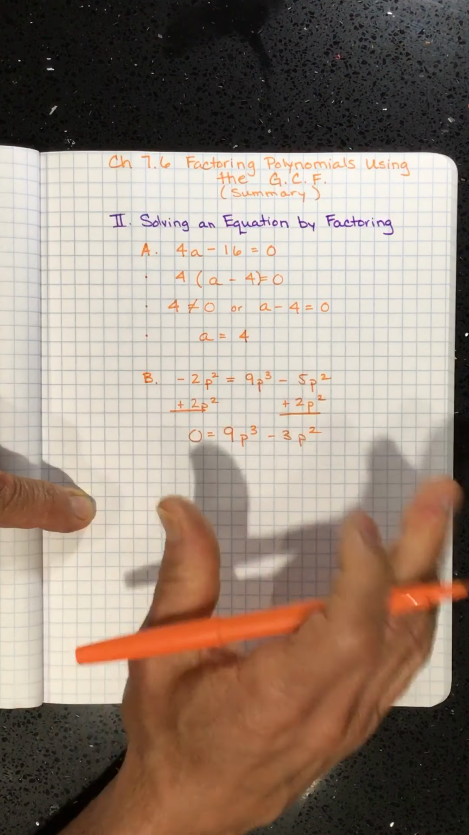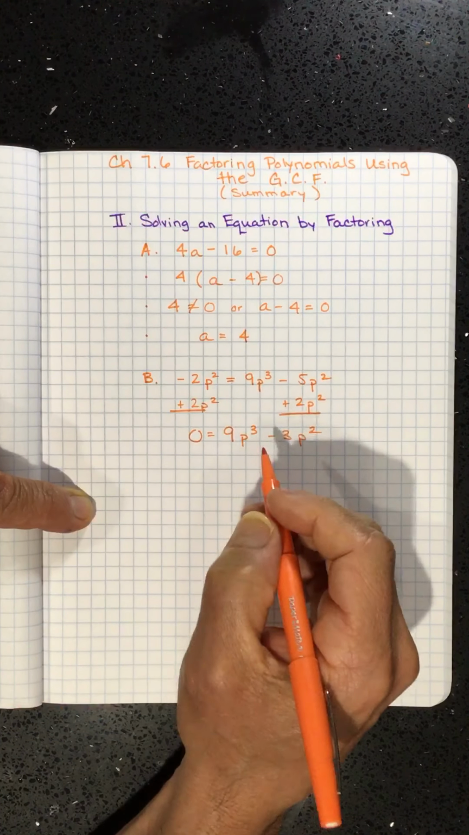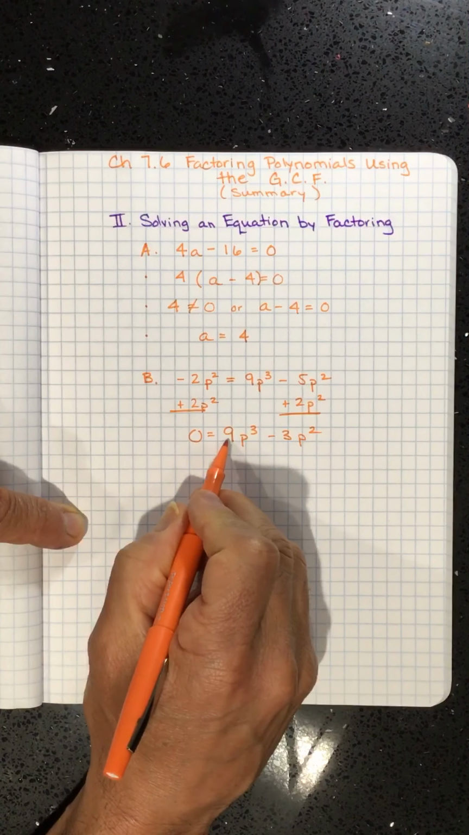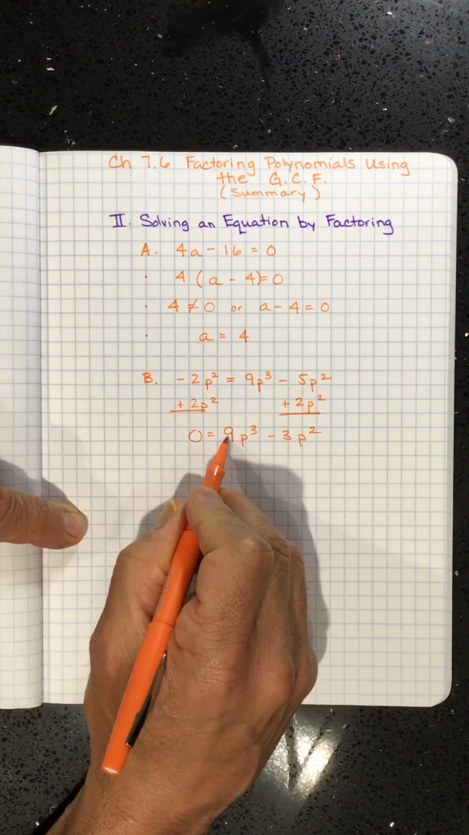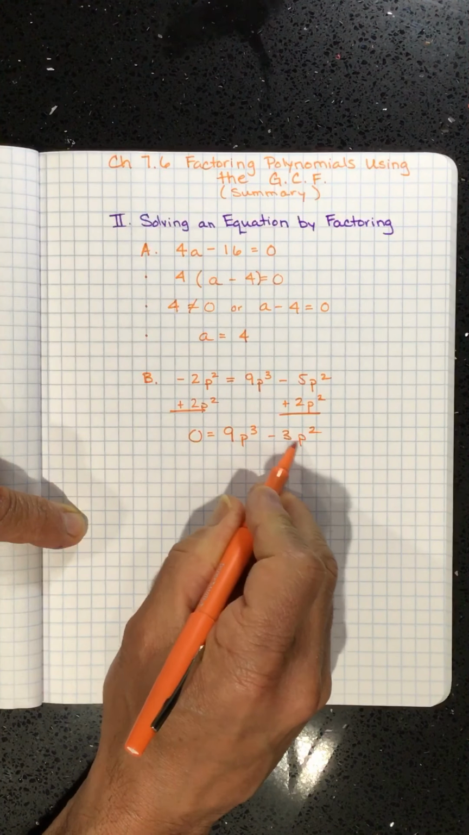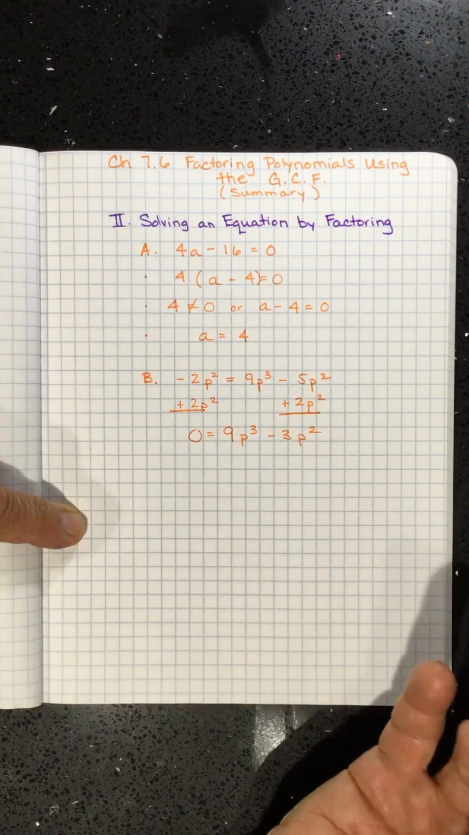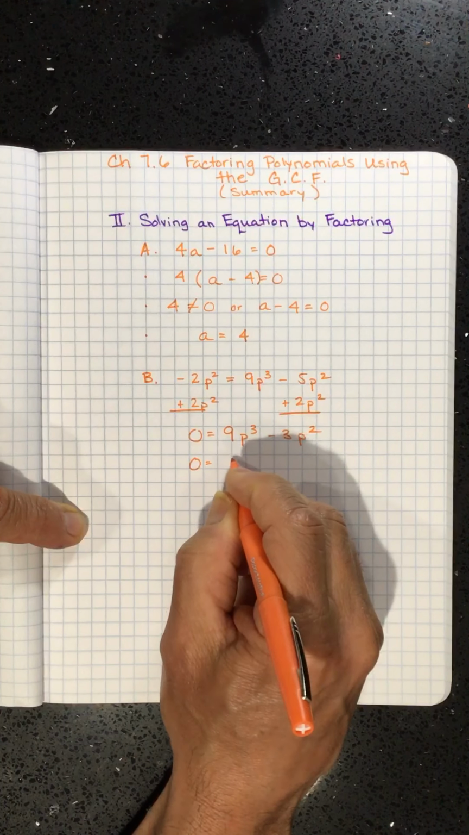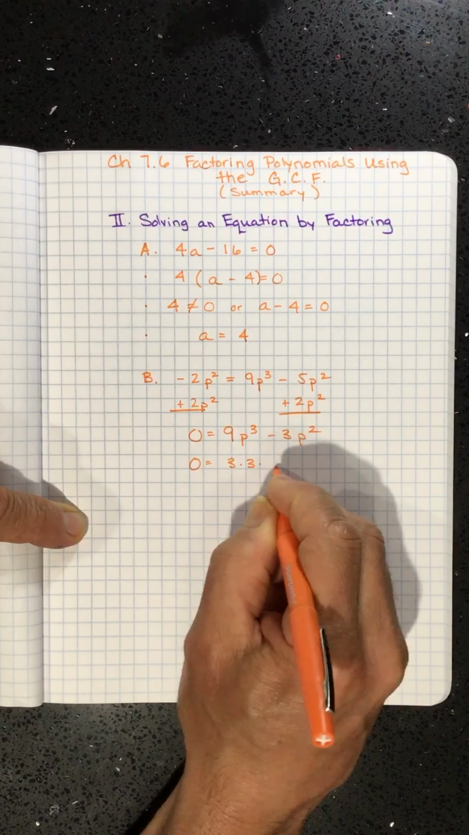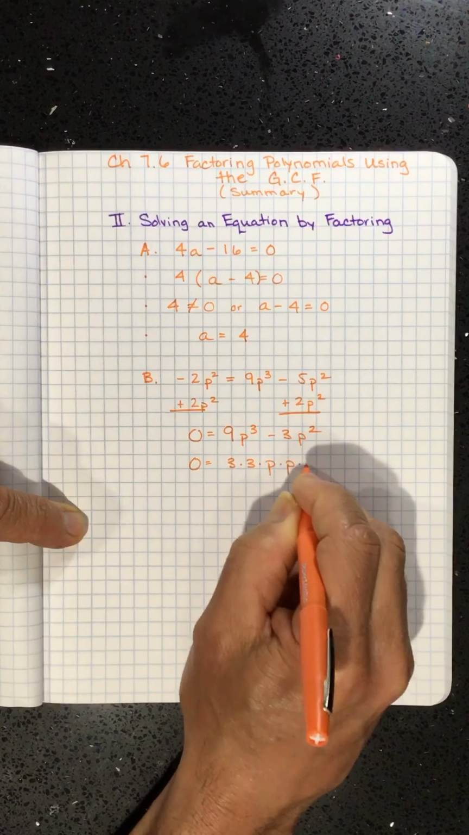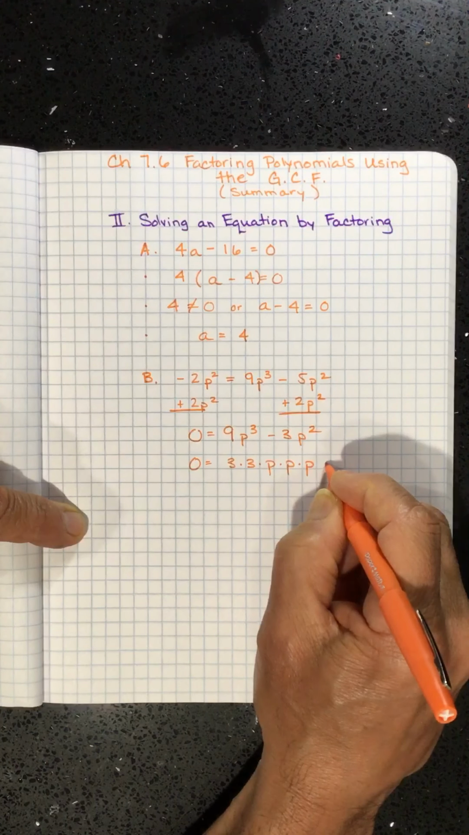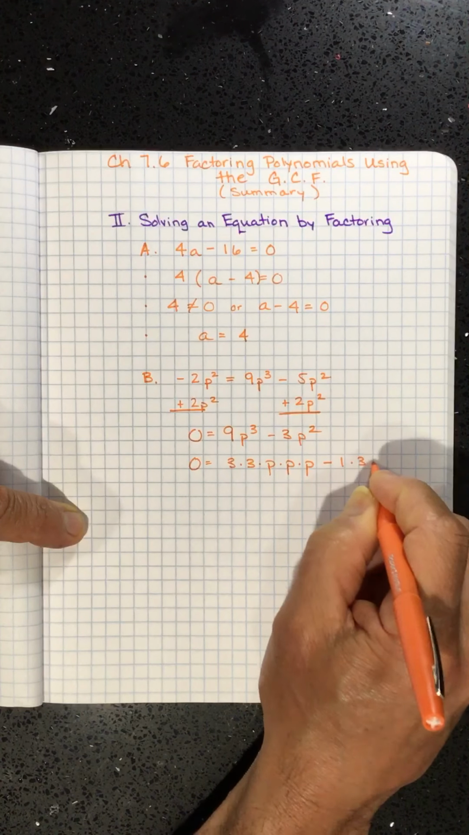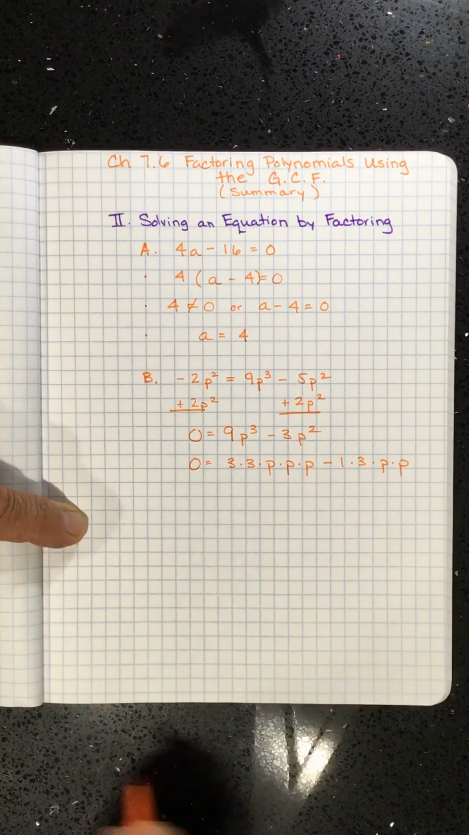Now, it doesn't matter where this stuff is, but I'm going to leave it the way it is. So now what we're looking at here is 9p cubed minus 3p squared. So the greatest common factor, right? 3 times 3 times p times p times p minus 1 times 3 times p times p.